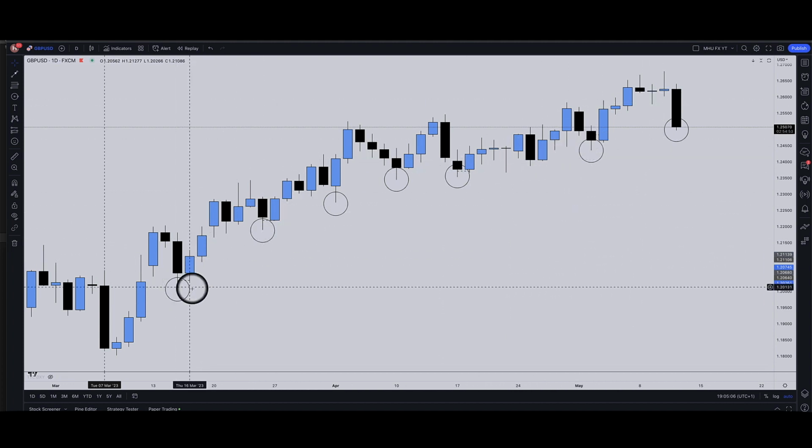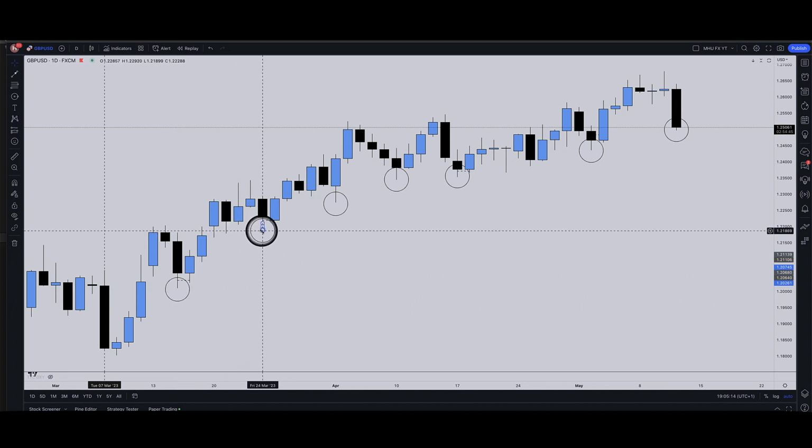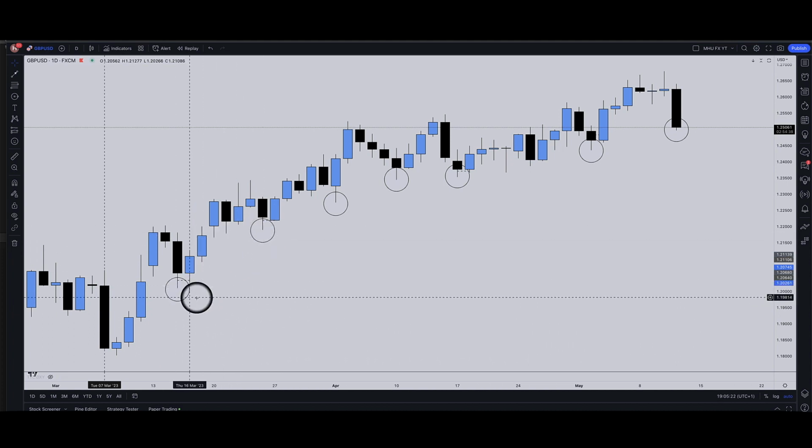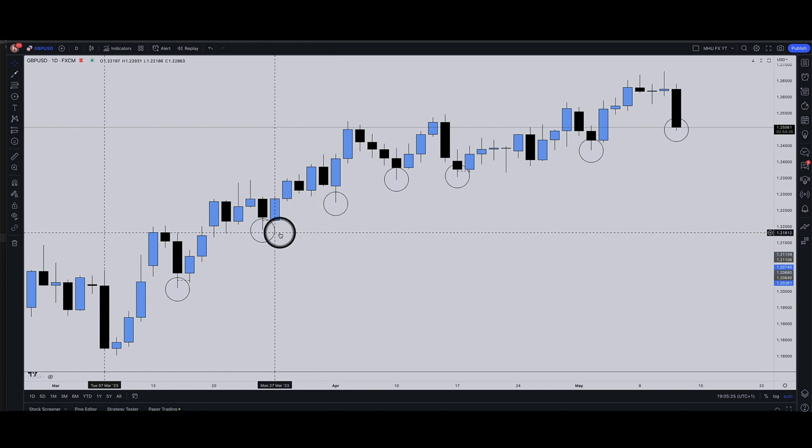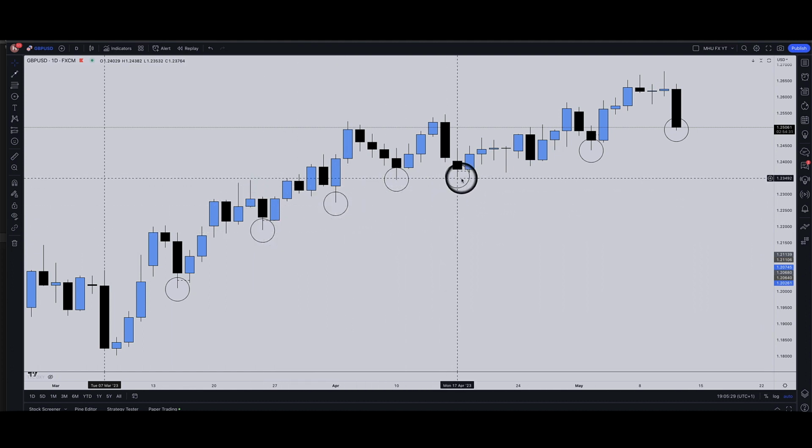And every single time it makes a low like this, you have to ask yourself, does price get beneath that low? No. Every time it makes a low, price does not run beneath the low. That low did not trade through that low. This low here did not trade through this low. That low did not trade through that one. This one here, very close, but it did not trade beneath that one.